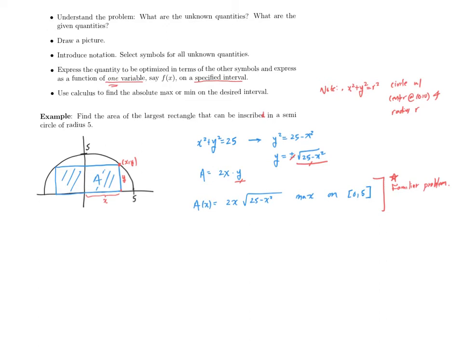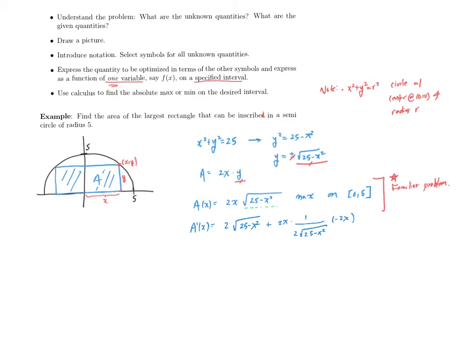In terms of the calculus portion of this problem, we need to differentiate. And we will differentiate using the product rule. We take the derivative of the first times the second plus the first times the derivative of the second. And when we differentiate this second function, the square root of 25 minus x squared, we need to use the chain rule. So we take the derivative of the outside function, evaluate it at the inside function, multiplied by the derivative of the inside function.